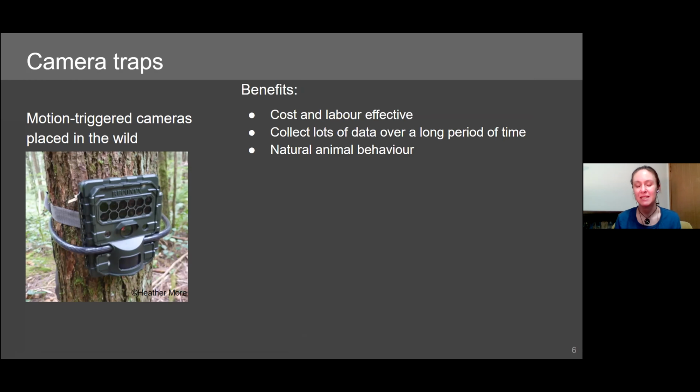You're really only limited by the size of the SD card that you put into the camera, which is essentially unlimited these days, and the battery life, which can be, I think the longest one that I saw was 10 months. So you can really leave them out there for a while.